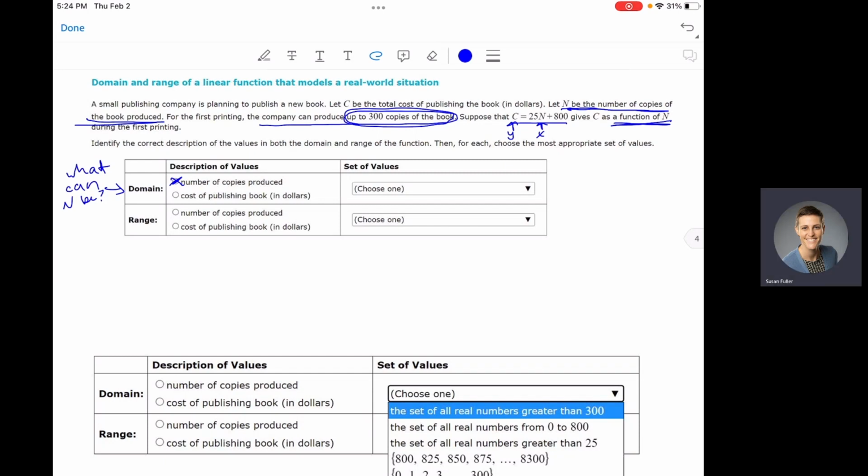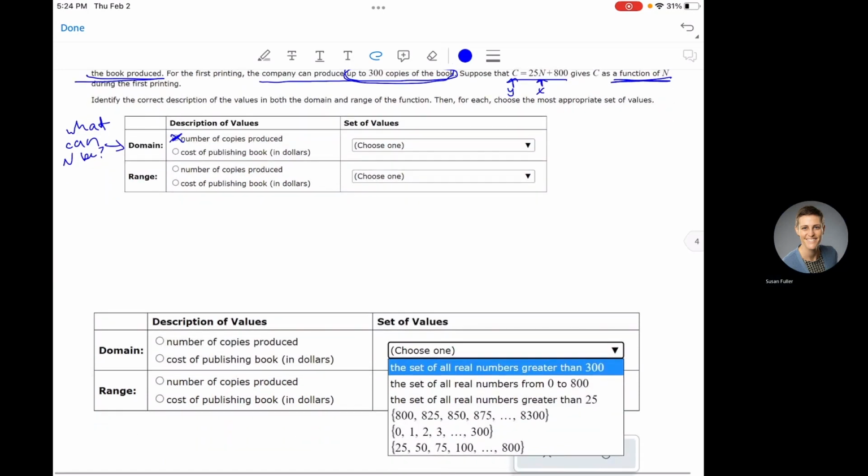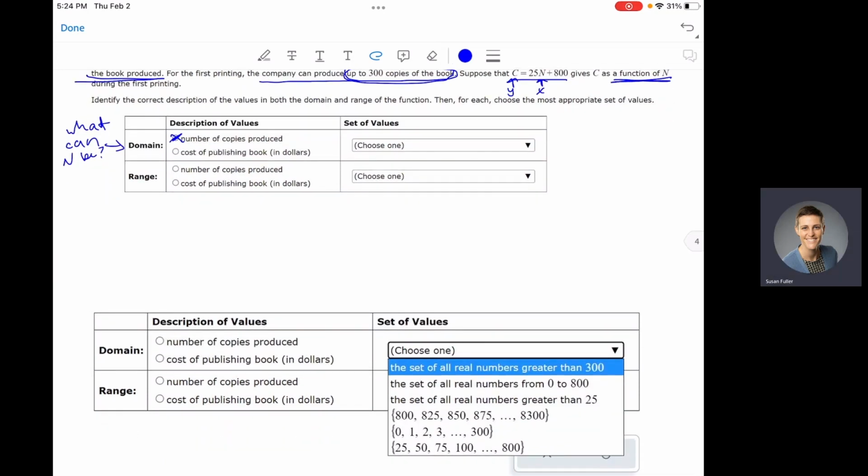Now the question here is, can we have fractions? Do fractions make sense? Can we have half a book? Can we have a quarter of a book? Can we have 0.01 books? Not when we're printing them. We wouldn't print 0.01 of a book. You're going to print a whole book or none at all, right? So here we aren't going to have any real number between 0 and 300. We're only going to have whole numbers between 0 and 300.